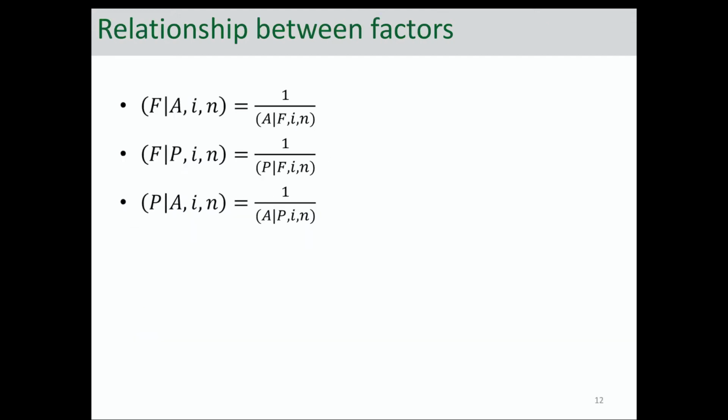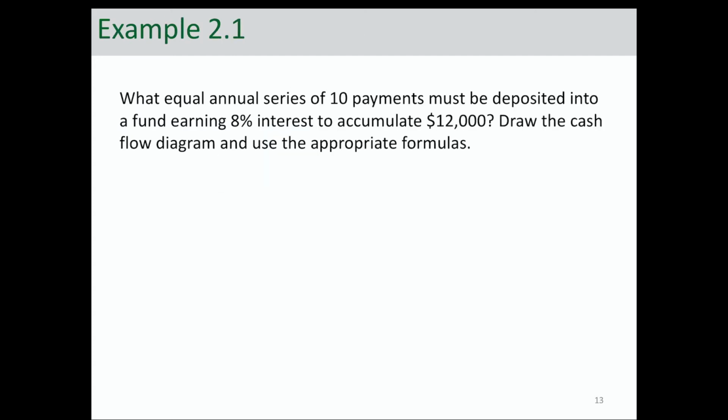It's important to know the relationship between these factors. F given A factor is the inverse of A given F. And this is true for F given P versus P given F, and P given A versus A given P. These are all inverses of each other. When you find one, by inversing, you can find the other. So these are the relationships between these factors.